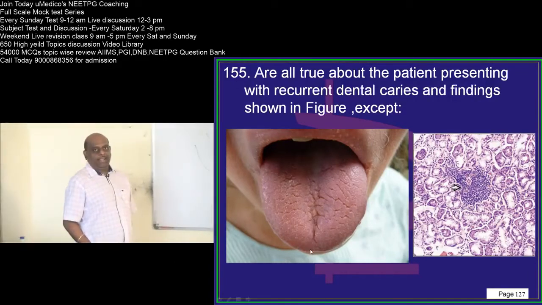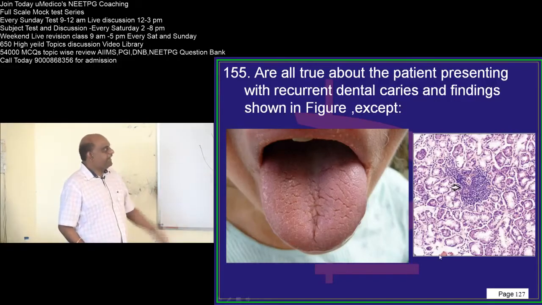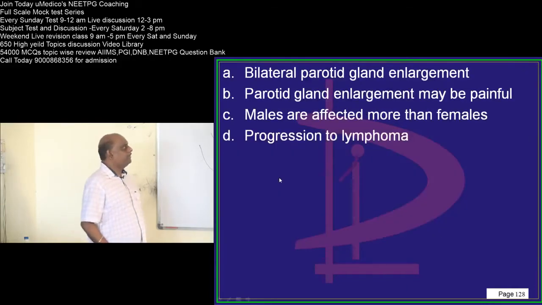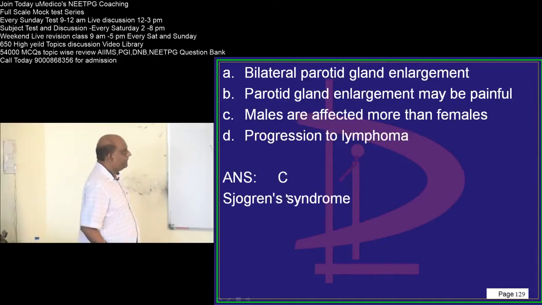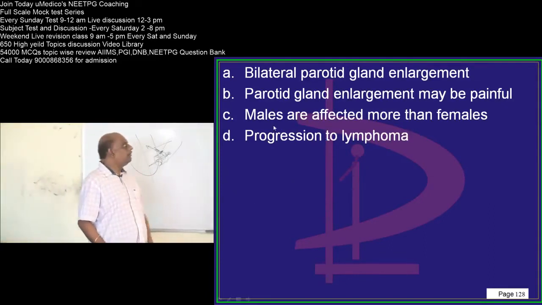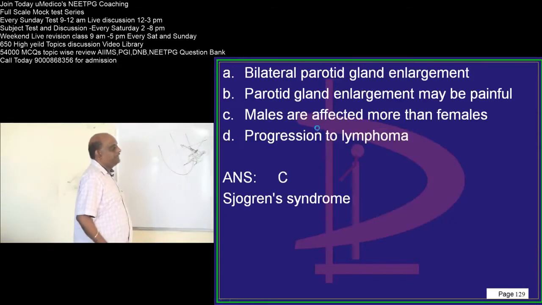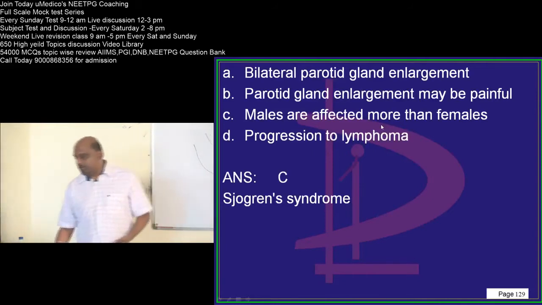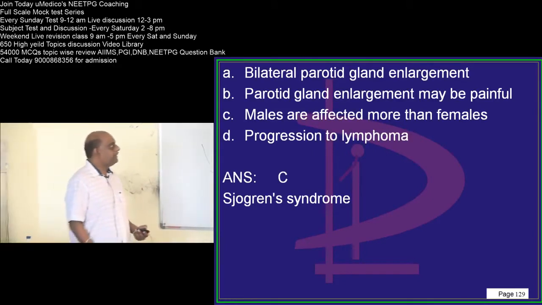The mouth is dry, repeated dental caries, and lymphocytic infiltration of salivary glands. What does this remind you of? The classical clinical vignette reminds you of Sjogren's syndrome. Females are more frequently affected than males in Sjogren's syndrome, is what you have to remember.